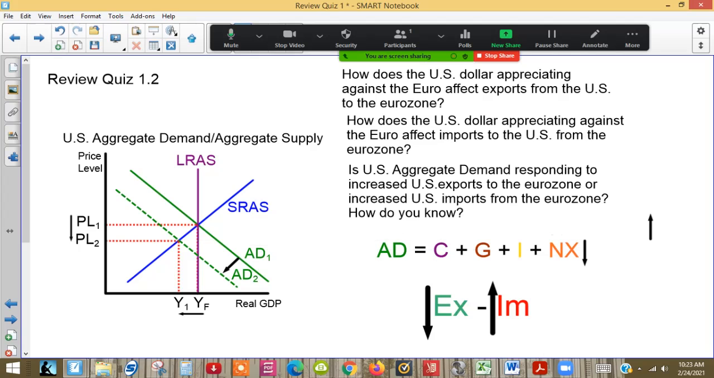So the U.S. aggregate demand right here is responding to increased imports. Why are imports going to increase from the Eurozone? Because if the dollar becomes more valuable, if the dollar appreciates against the euro, then that means to U.S. buyers, U.S. importers, European goods become cheaper, right? So imports from the Eurozone to the U.S. are going to increase. Exports from the U.S. to the Eurozone are going to decrease. And you get what you see right here with aggregate demand.